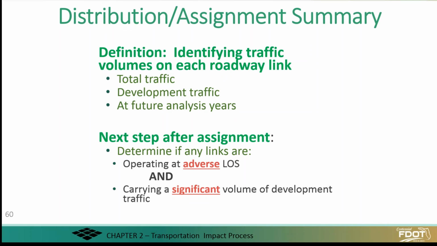So once you're done with your assignment, you will then have to determine whether or not any links are operating at adverse levels of service and carrying significant volumes of development traffic. So it's not just those links that are surpassing the accepted level of service thresholds for the site impact analysis, but those links in the model network which surpass that threshold and which carry a significant volume of development traffic.